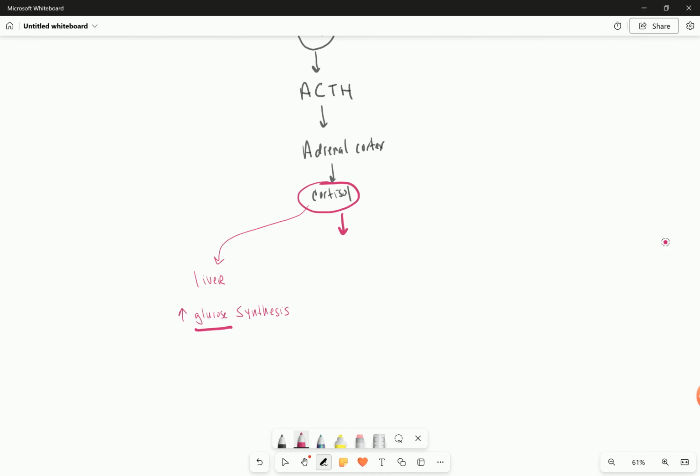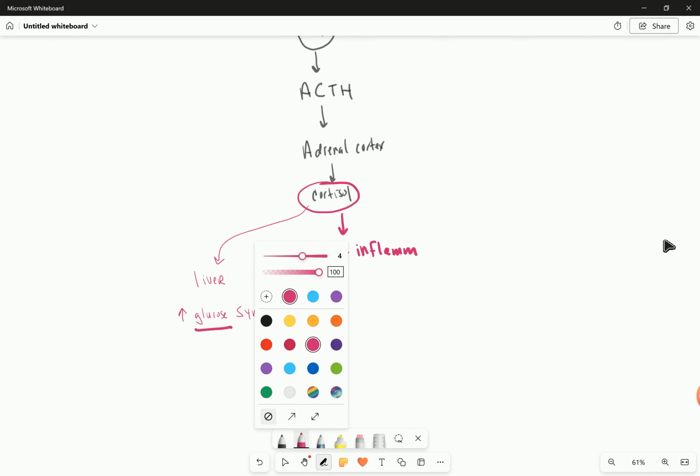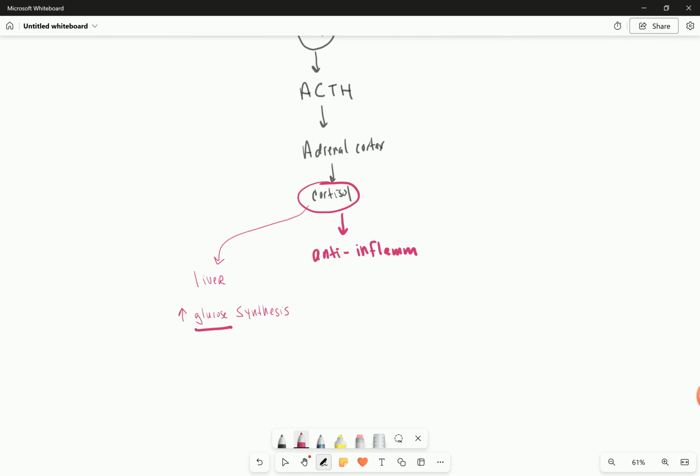Another thing cortisol does is it's an anti-inflammatory. Now, there's a medication version of this, cortisone. So you might have heard of people getting cortisone shots. The purpose of the cortisone shot is to decrease inflammation, which would therefore decrease pain in that area where you got the shot.